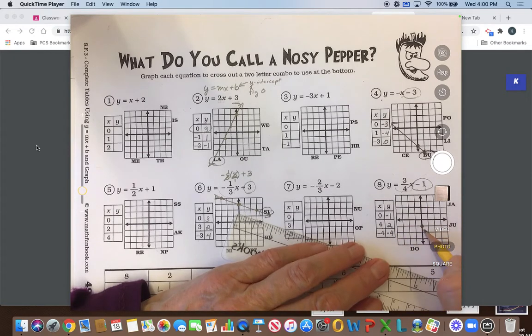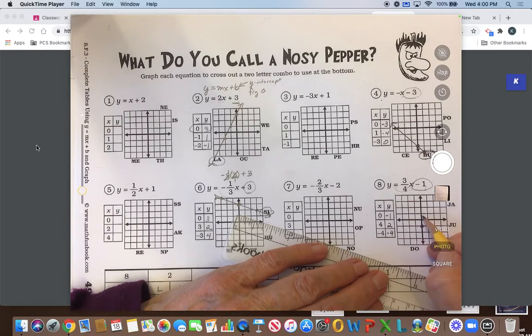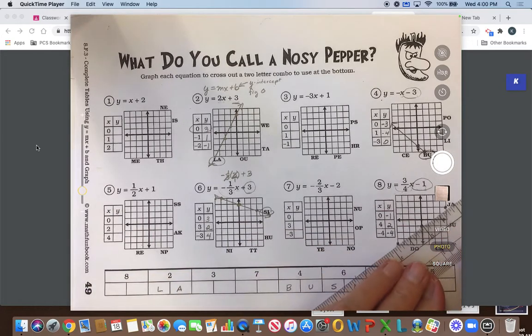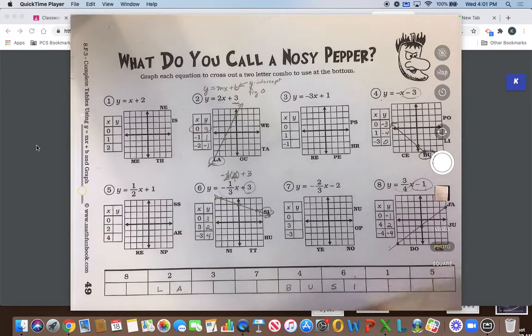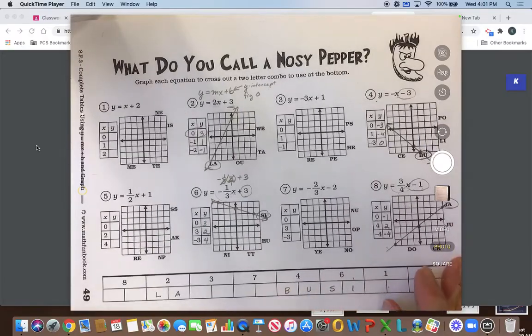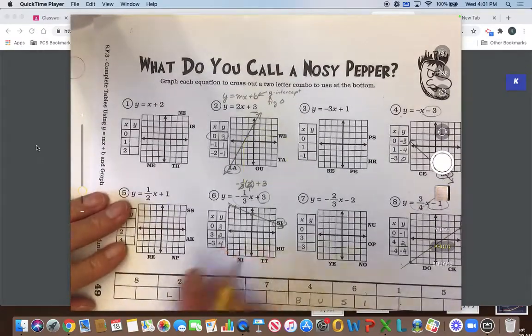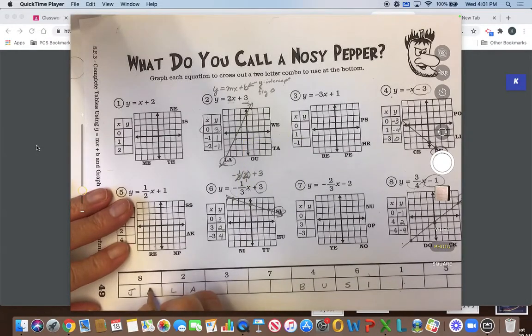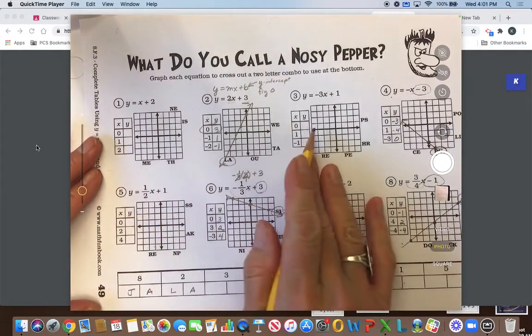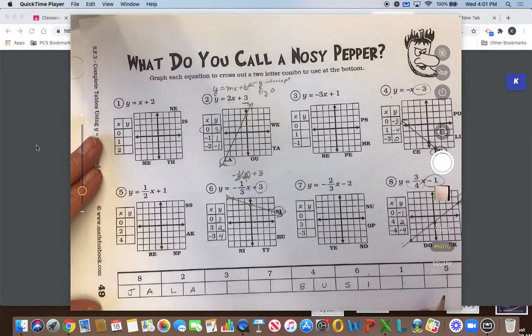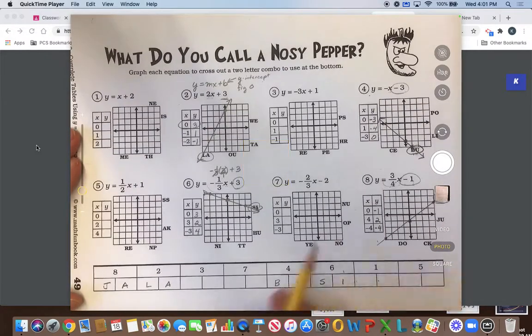Okay, so let's do these points. We've already got this one. And now we need to go 4 and positive 2. And then we need to go 4 this way, for negative 4 and negative 4. So there's our final line, and it looks like it is going through JA. And so 8, which is way back here, is going to be JA. So now you can do the rest of these and figure out what the answer to the riddle is.